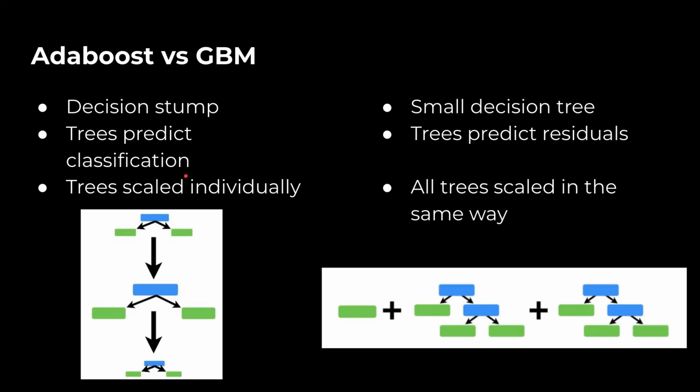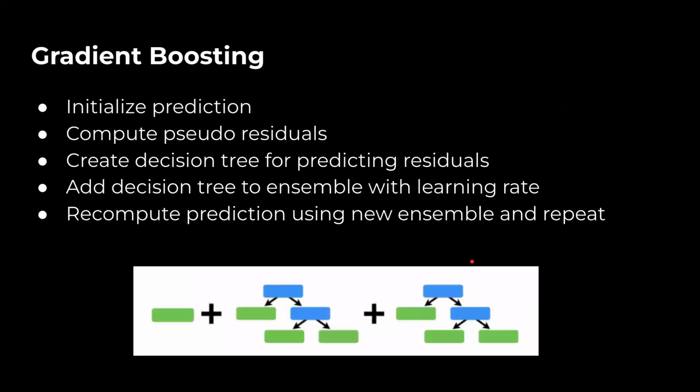And then one final difference is that in Autoboost, each of the trees is scaled individually. So this one here is scaled much larger than this one. Whereas in GBM, all of them are scaled in the exact same way. And we'll see how this relates to gradient descent. But anyway, let's jump right into gradient boosting machines.